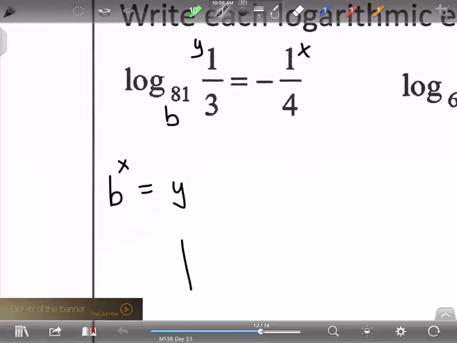So for this one, my b is 81. B to the x power, so my exponent needs to be -1/4. And it's going to equal y, which is 1/3. Notice when I wrote that exponent of -1/4, it's really small in the top right-hand corner of the number.